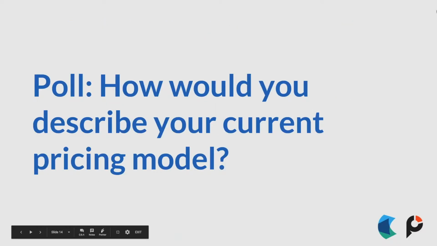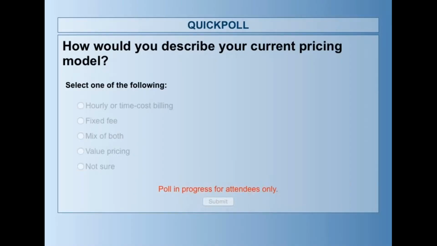So another poll, just to make sure everyone's awake. Not that the first section wasn't riveting. No, riveting. So we'll launch this poll, and we're going to get a sense of how you would describe your current pricing model. The options are hourly or time cost billing, fixed fee, a mix of both, value pricing, or maybe you're just starting out and you're not quite sure what you're going to do yet. Thanks for voting. We'll keep that open for another 5 seconds or so.